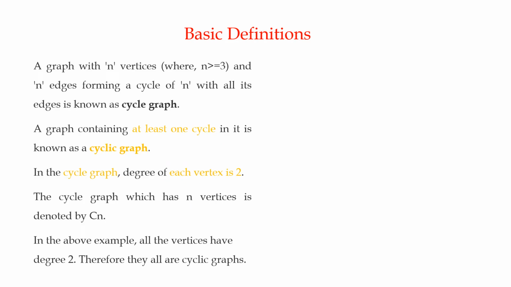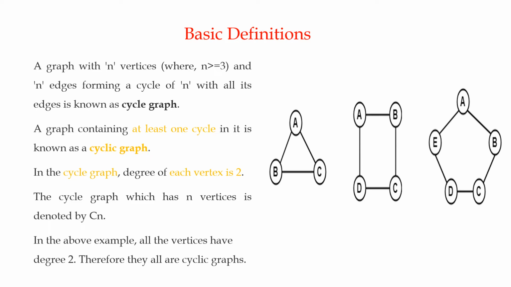Next one is a cycle graph. A graph with n vertices and n edges forming a cycle of length n with all its edges is known as a cycle graph. A graph containing at least one cycle in it is called a cyclic graph. In the cycle graph, the degree of each vertex is 2 and it is notated by Cn. This is an example of a cycle graph. Here all the vertices have degree 2.